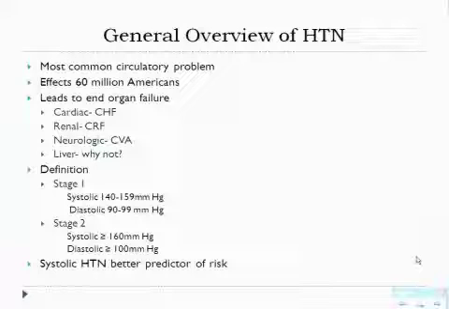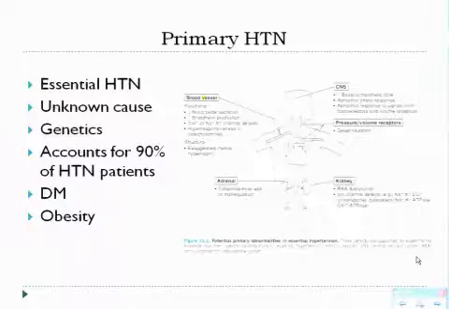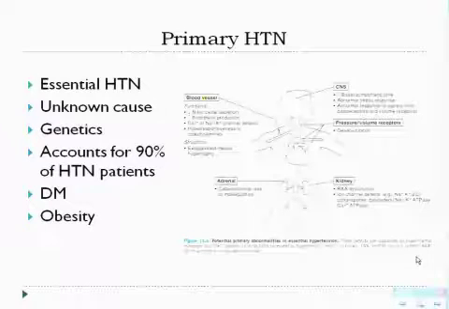Systolic hypertension has now been a better predictor of risk. We used to say that it was always diastolic, but some of the newer studies are coming out showing that systolic is really a better indicator of risk. The higher your systolic pressure, the more likely disease is to be present. You have to look at both of them, usually, most of the time.